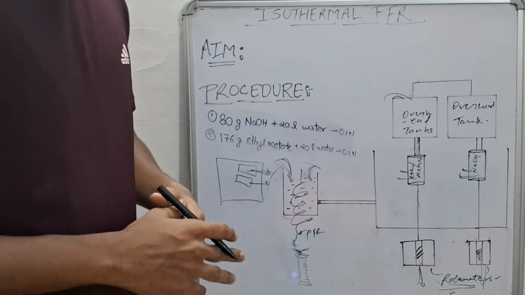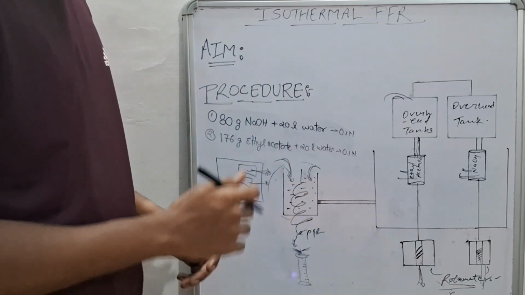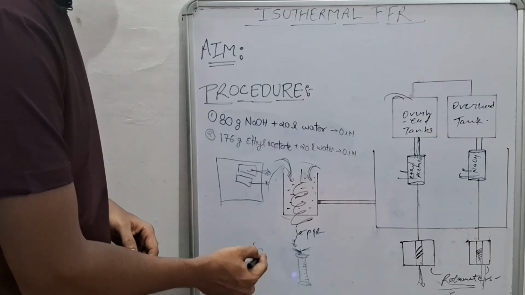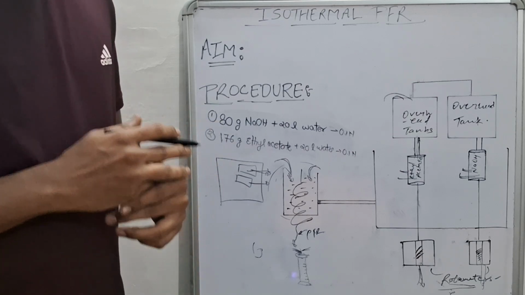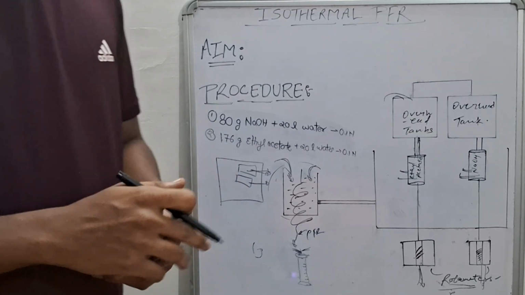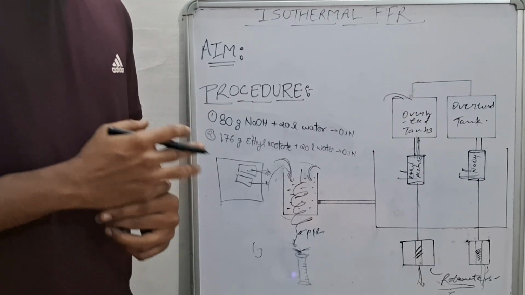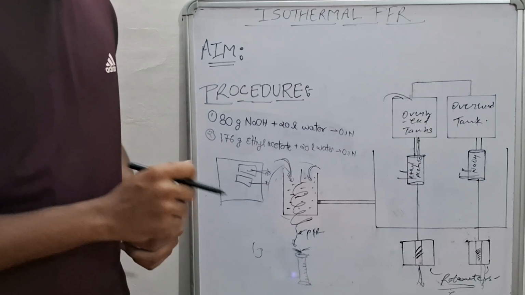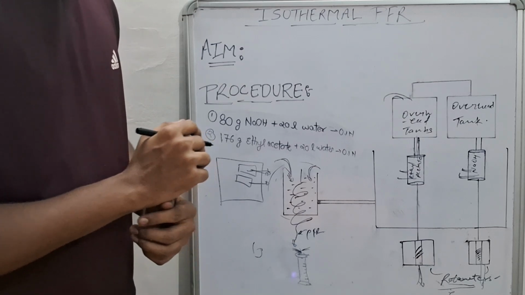The next step is achieving steady state and sampling. Now we will allow the reaction to proceed for approximately 10 minutes or until twice the residence time of the reactor, whichever is longer. This is to ensure that steady state has been achieved. After 10 minutes, we will collect exactly 20 ml of sample from the outlet into a graduated cylinder.